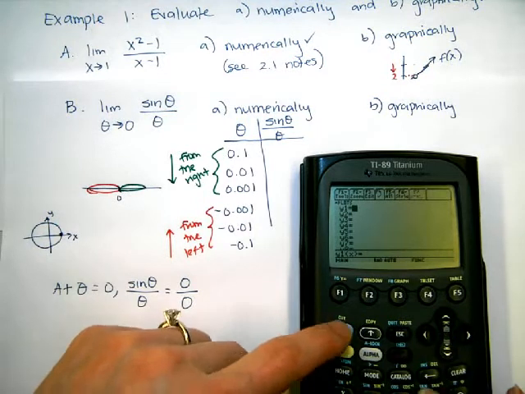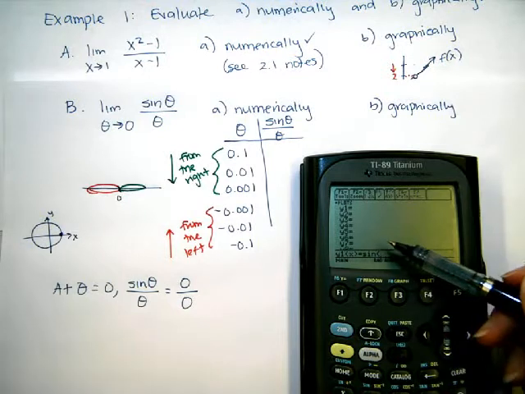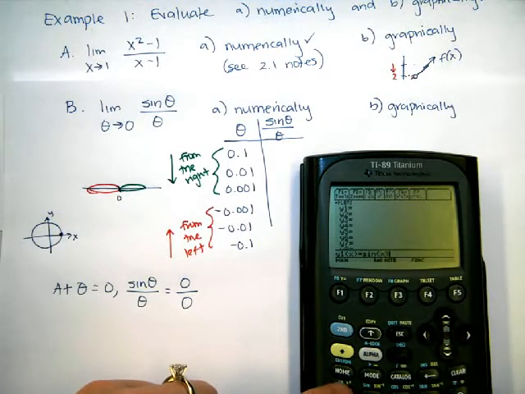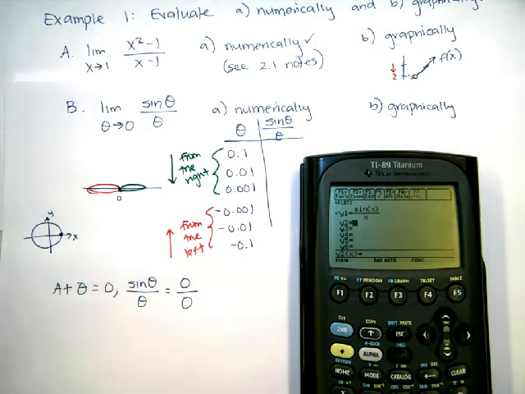All right, so we want to put in sine. Now I'm not going to put in sine of theta because your calculator always wants your input to be x. So I'm going to put sine of x divided by x, but I know that my variable in this particular case is theta.